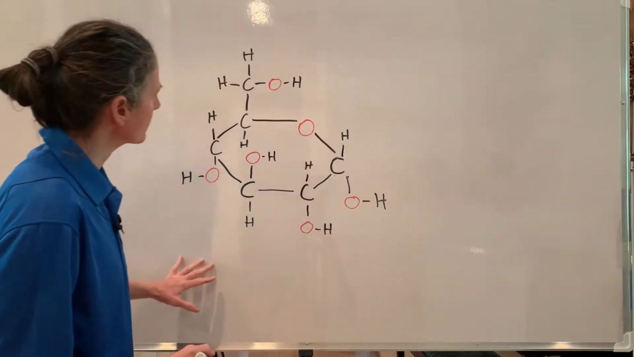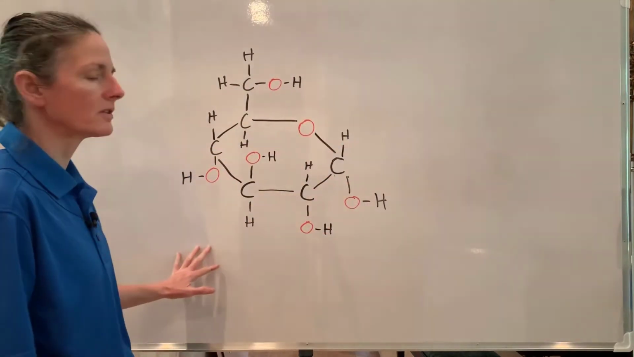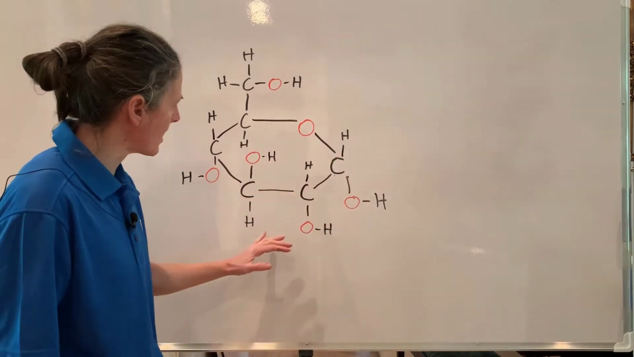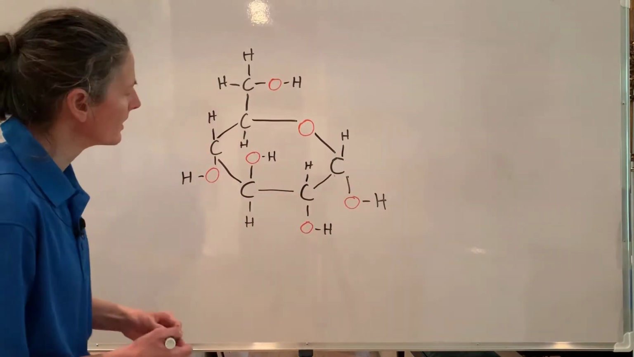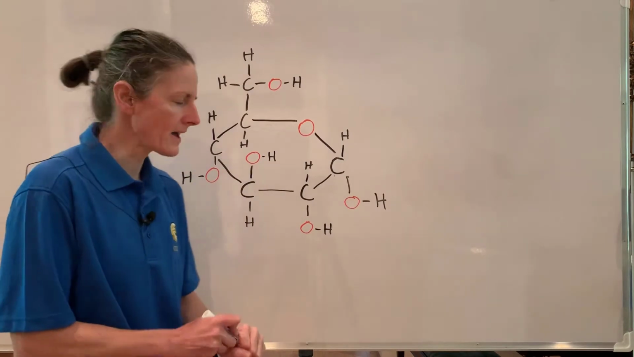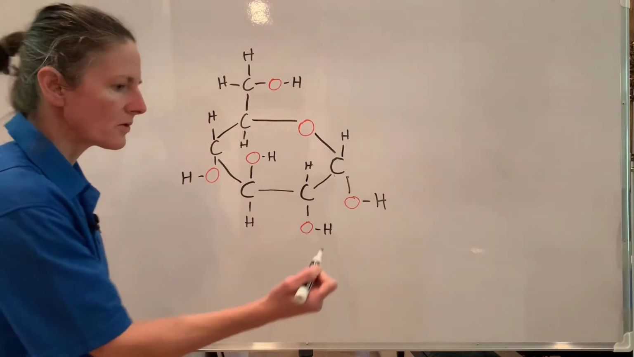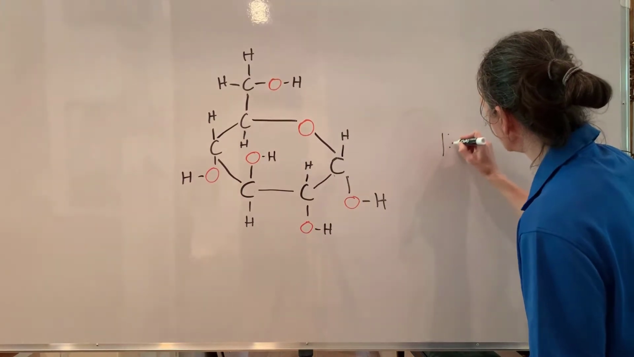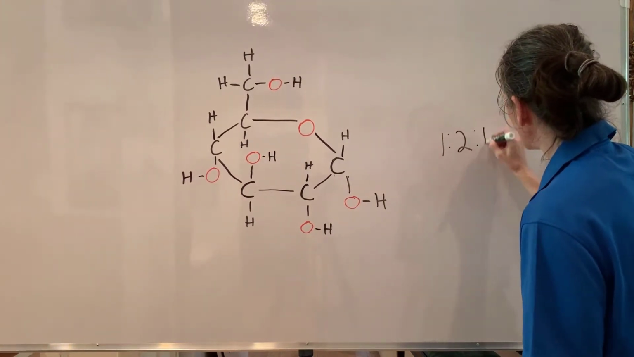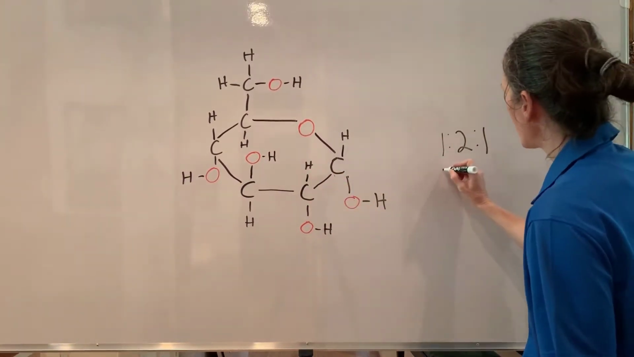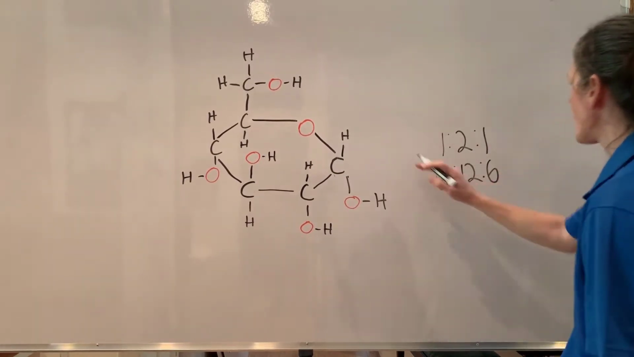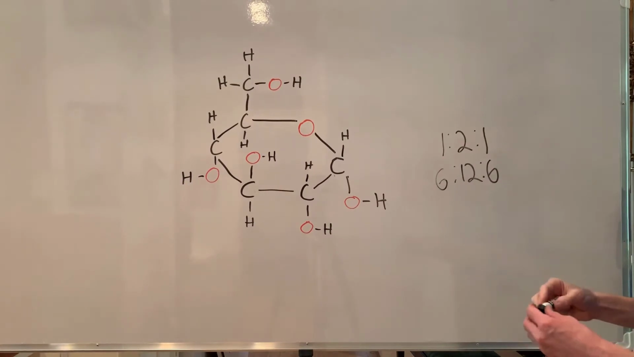So here's glucose, and you immediately notice that it has a lot of oxygen in it. Glucose has 6 carbons, 6 oxygens, and 12 hydrogens. And in fact, if you look at carbohydrates in general, they have a carbon to hydrogen to oxygen ratio of 1 to 2 to 1. So our glucose has 6 carbons, 12 hydrogens, and 6 oxygens. So it adheres to this ratio.